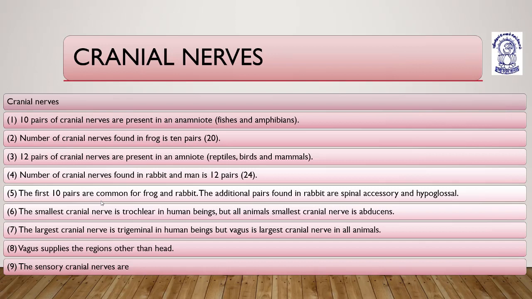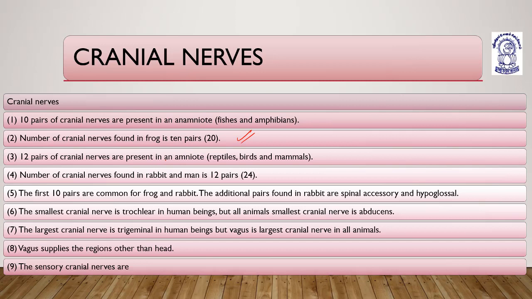Cranial nerves are named so because they arise from the cranial part, the cranium. There are 10 pairs of cranial nerves in anamniotes, that is, fishes and amphibians. Anamniotes are animals without amniotic membranes like amnion and chorion. They have 10 pairs of cranial nerves. The number of cranial nerves found in a frog is 10 pairs, that is 20 cranial nerves.